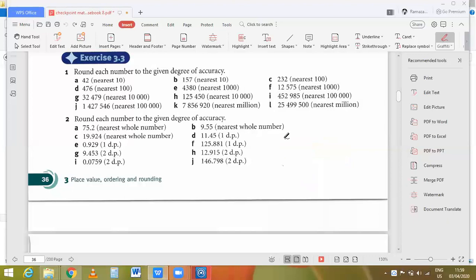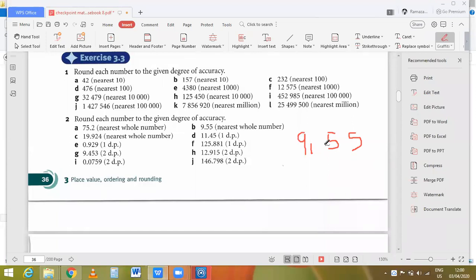Next, 9.55 again. 9.55 is asking for the nearest whole number again. So ask yourself, either it's going to be 9 or 10. So the answer is going to be 10 this time.